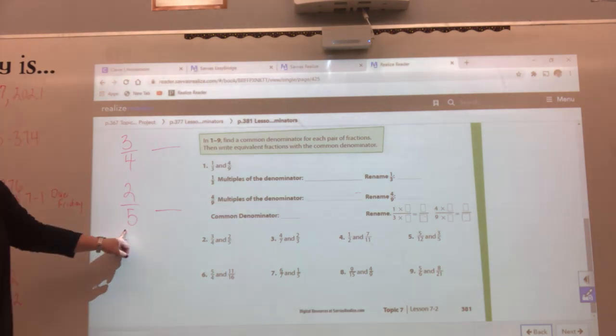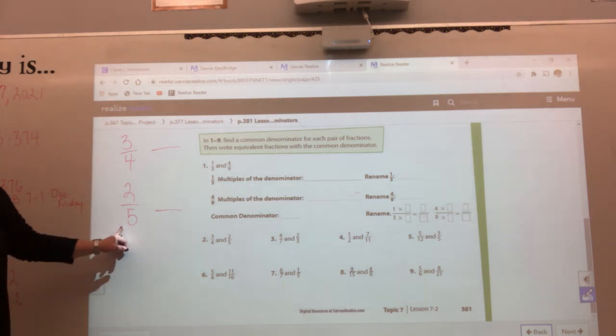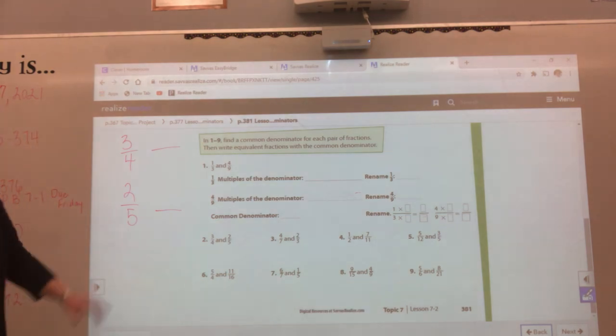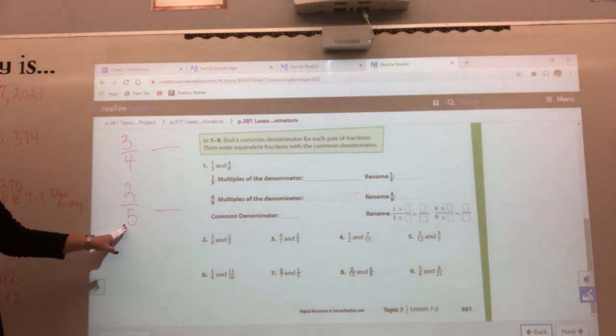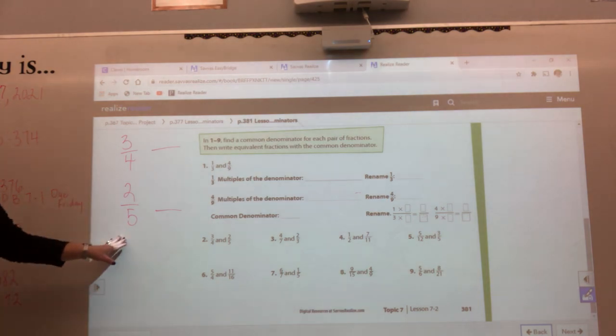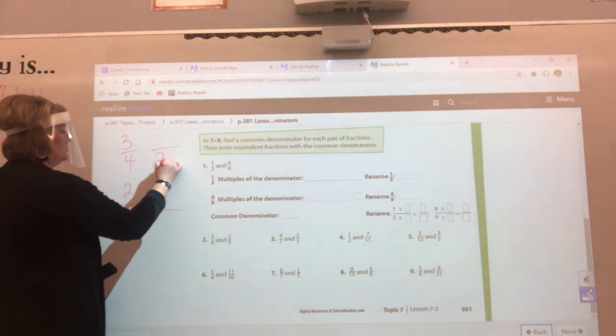What would the next 5 be? 10. Is 4 times anything ever going to be 10? Then let's go to the next 5. What would that be? 15. Is 4 times anything ever going to be 15? Then go to the next 5. What would that be? 20. Is 4 times anything ever going to be 20? Yes. So there's your new denominator.